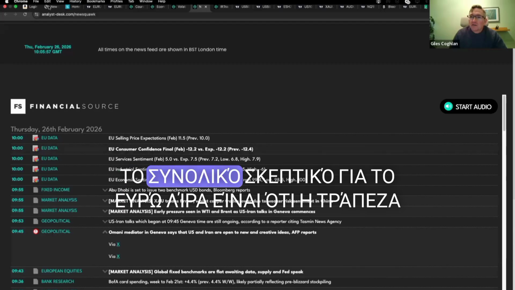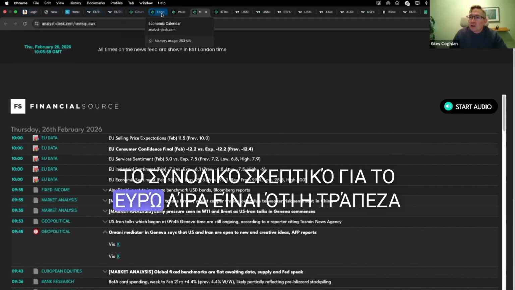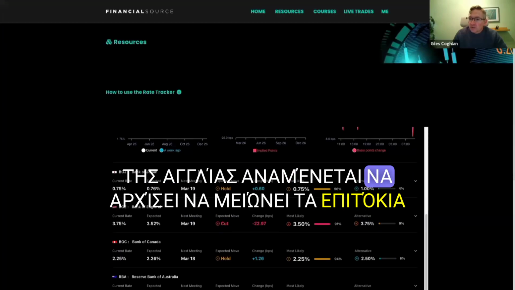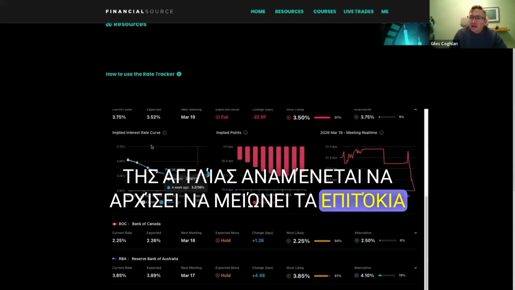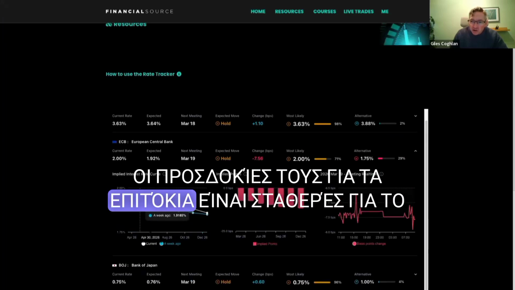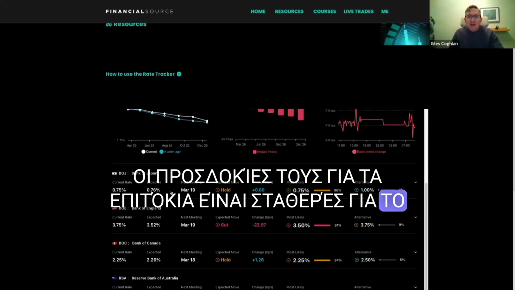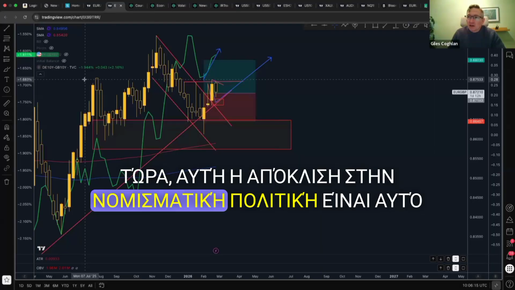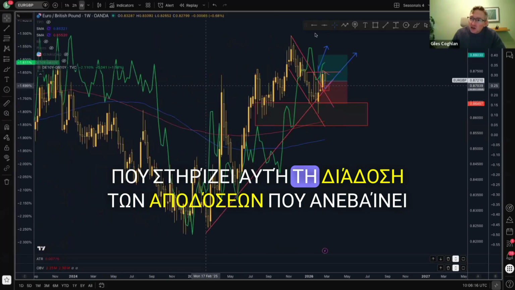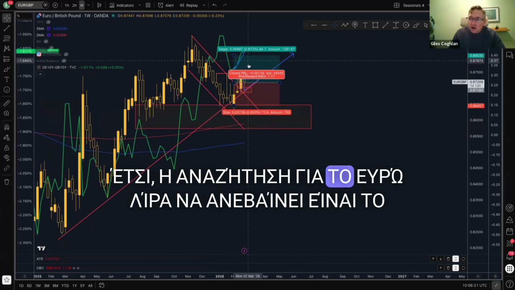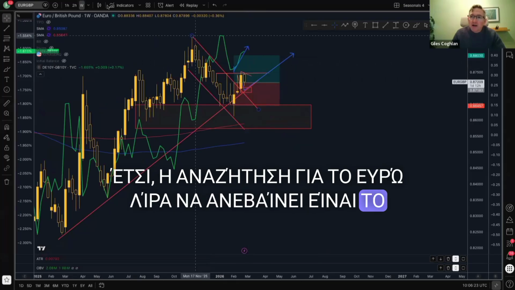So here's the overall rationale for the euro pound long, folks: the Bank of England is expected to start cutting interest rates, whereas the ECB, their interest rate expectations are flat for the year. So it's that divergence. Now, that divergence in monetary policy is what's underpinning this yield spread pushing higher. So looking for the euro pound to go up is the rationale.